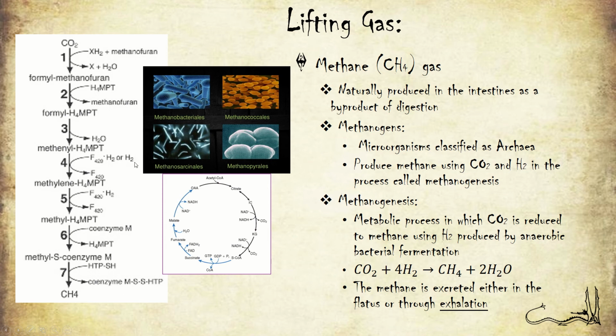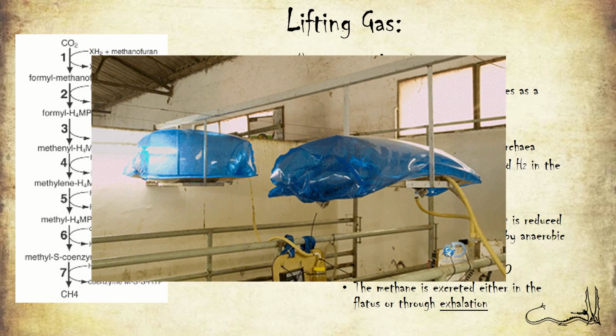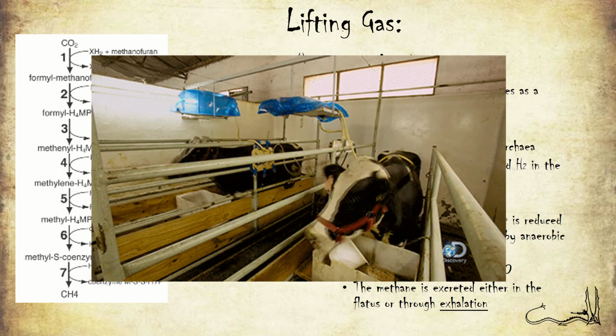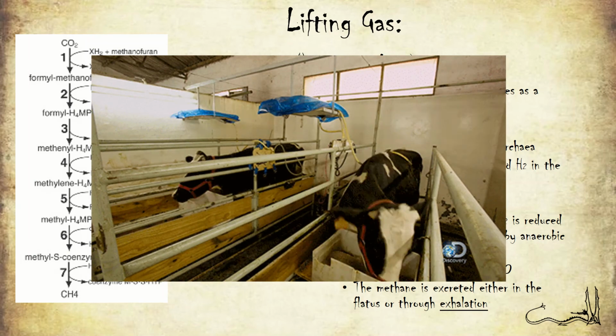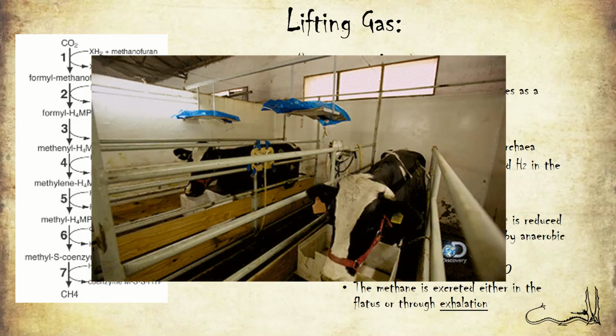And once this methane is produced, it can be excreted from the dragon one of two ways, through exhalation or through the other end of the organism, if you know what I mean. So right here I have a little clip of cows producing methane. And you can just see how fast they produce it and how much.